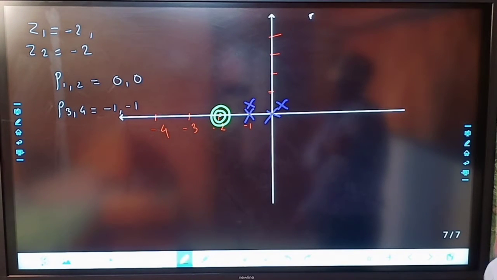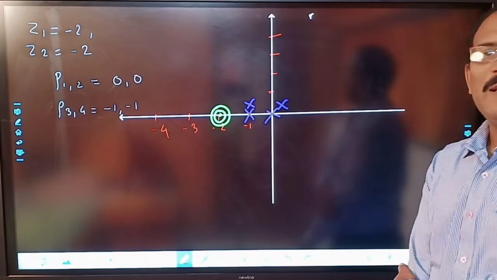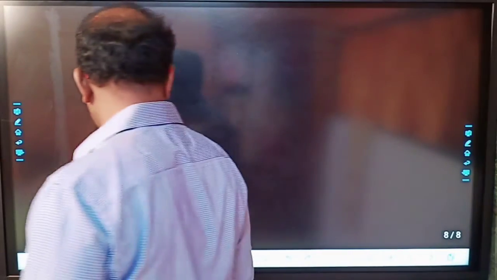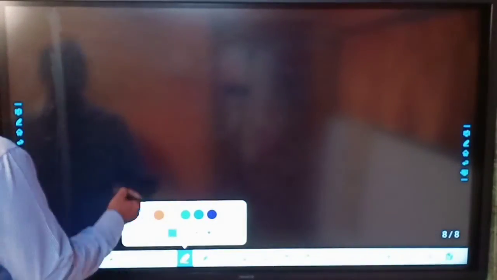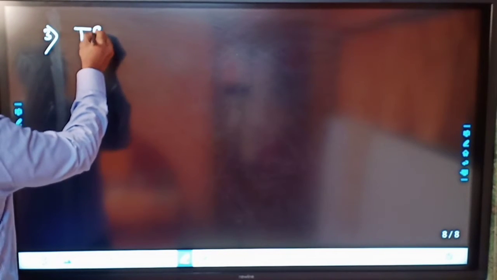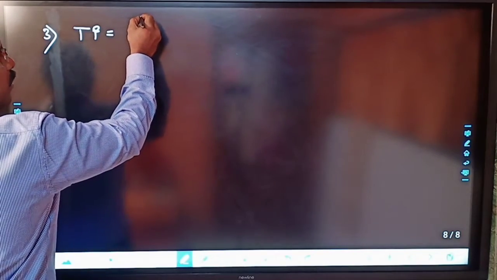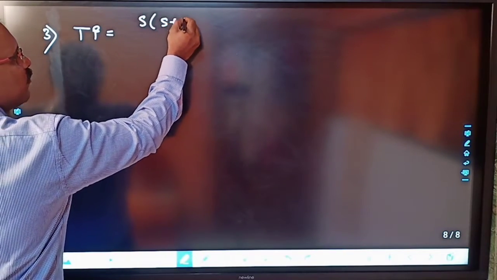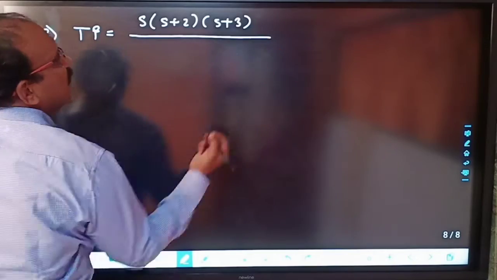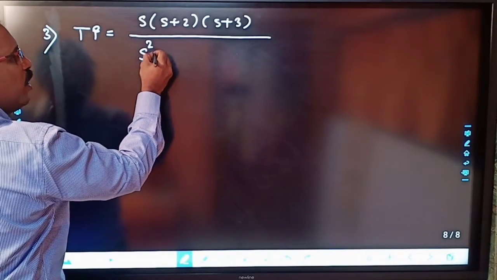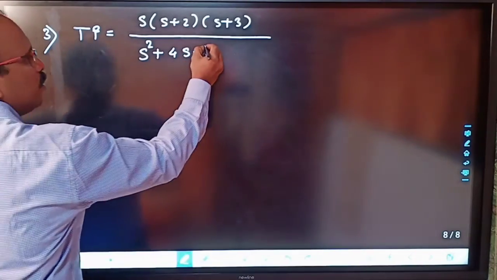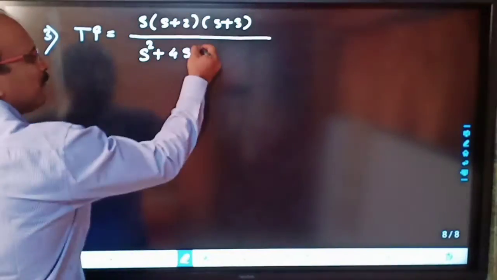Okay. Now I consider one example which will have complex roots. Okay. So see the next part. I take one example with complex roots. I say third example. The transfer function is given as s plus 2, s plus 3 in the numerator, and in the denominator it is given s square plus 4s plus 2. Okay, so we cannot split this.